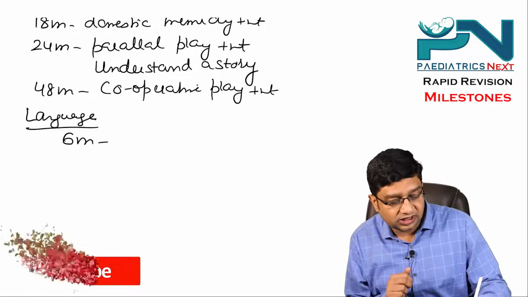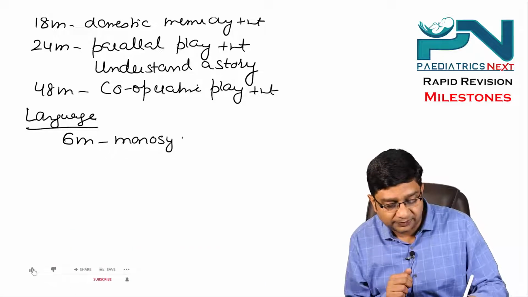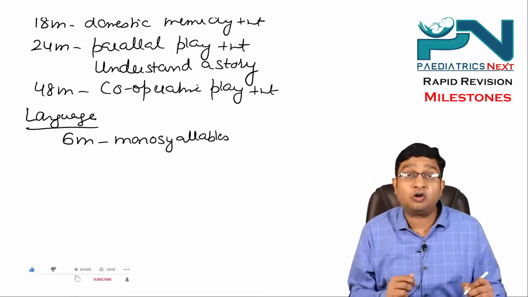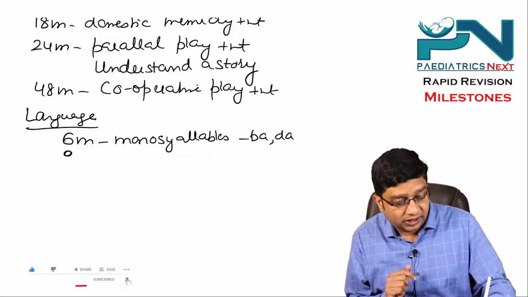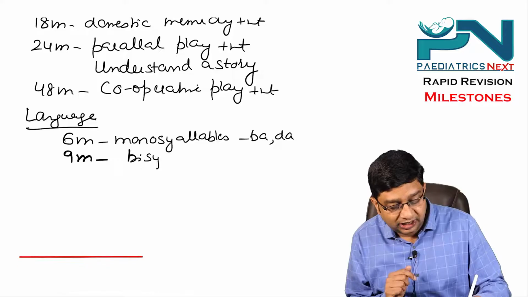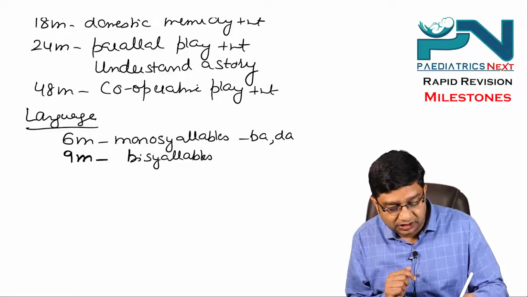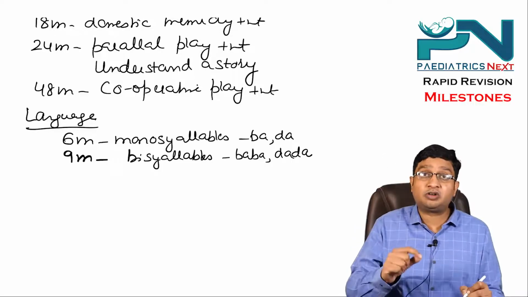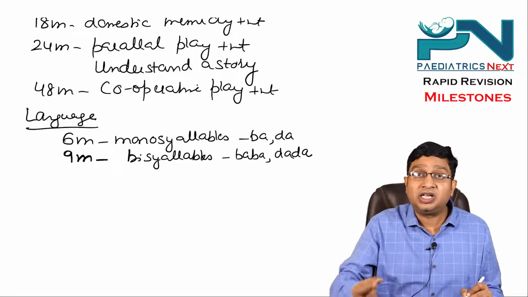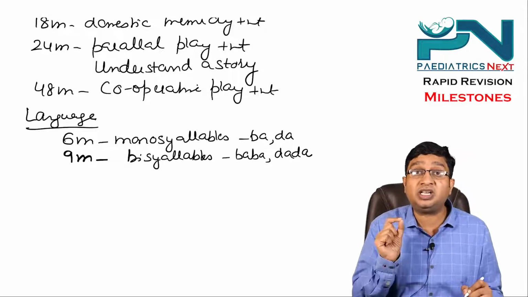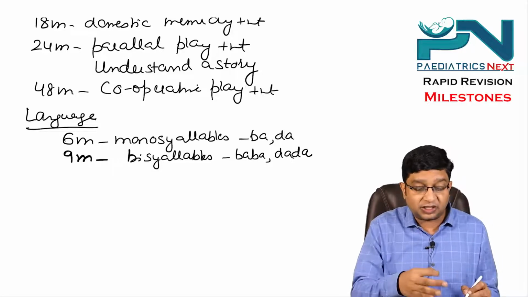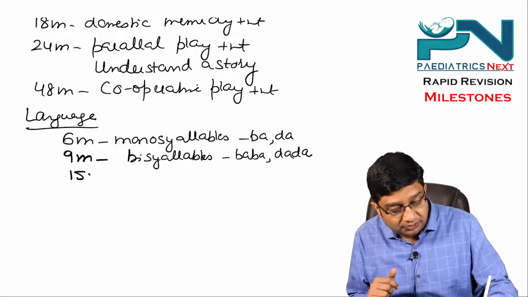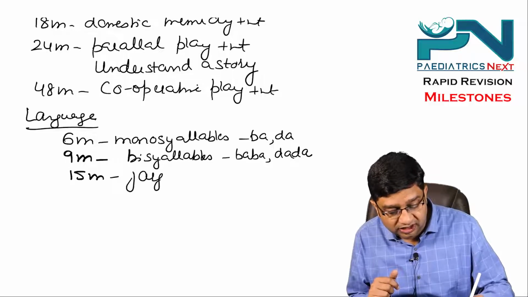At 6 months we say monosyllables present. That means ba, da, ma, all such things at the age of 6 months. At 9 months we say bisyllables present, and bisyllables means it can be baba, dada, mama. And what you need to understand is, it is not that he will speak to his father, papa. He will be using these bisyllables indiscriminately, and that is very normal for this age. That is particularly bisyllables. At 15 months you need to remember is the jargons.